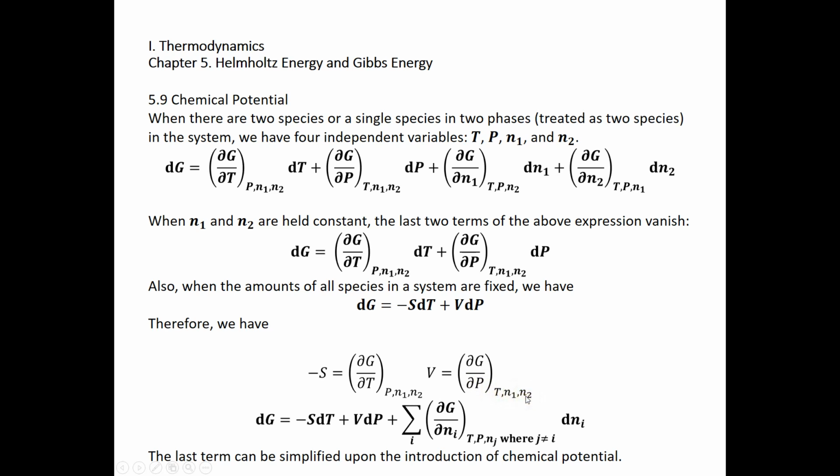In general, we can write out this form of dG. dG is negative S dT plus V dP plus the sum of ∂G/∂Ni times dNi. When we evaluate this partial derivative, temperature, pressure, and the amount of all other species should be held constant. The last term can be simplified upon the introduction of chemical potential. Later we'll see this part, this partial derivative, is chemical potential.